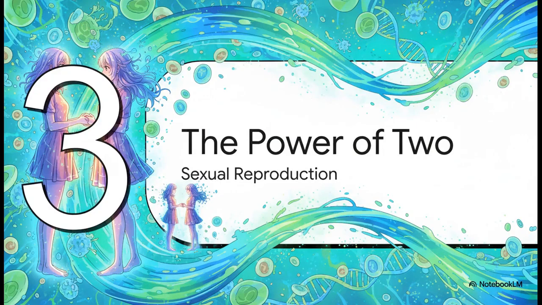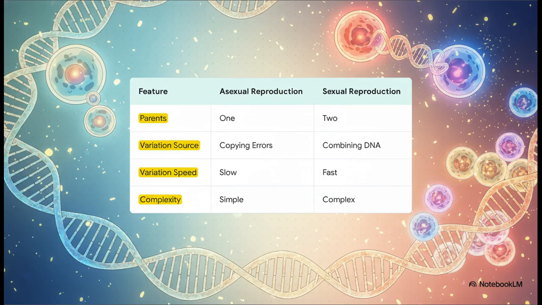So asexual reproduction is fast, it's simple, but remember what we said about variation? Relying on just those slow, random copying errors to create variety? That takes a long, long time. So what if there was a faster way? This is where sexual reproduction, with two parents, comes in and completely changes the game. Okay, so let's break this down. It all comes down to the trade-offs you see in this table.